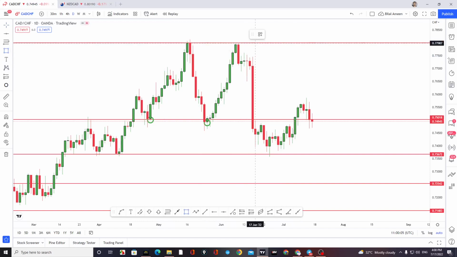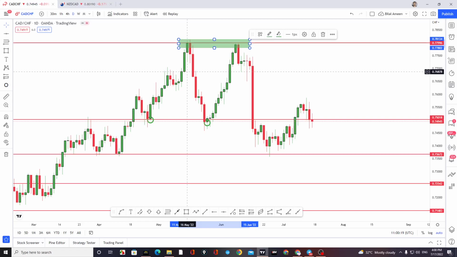First we will cover the whole area at these points and these points. This is our supply zone, and how we can take trade through our supply zone.